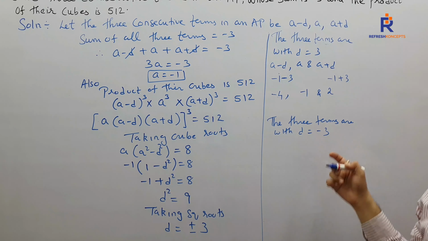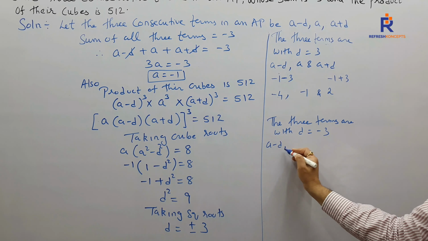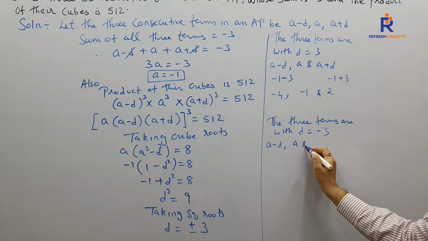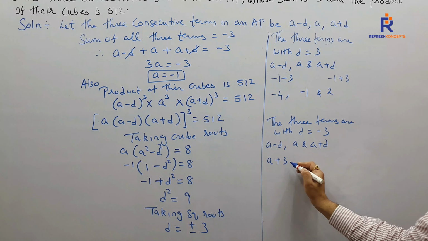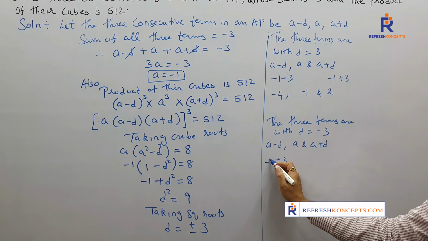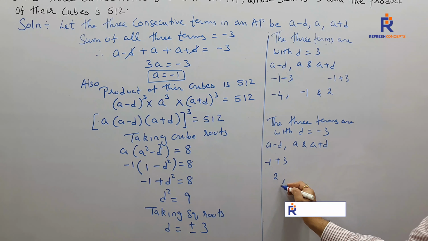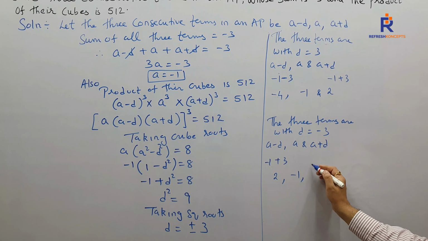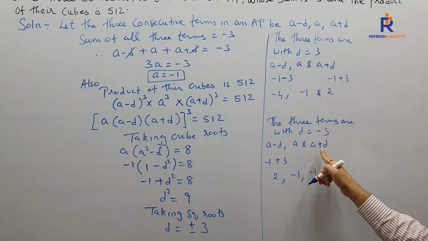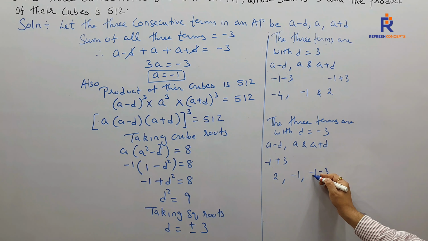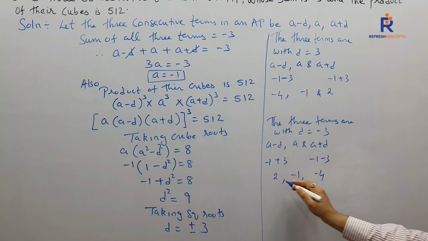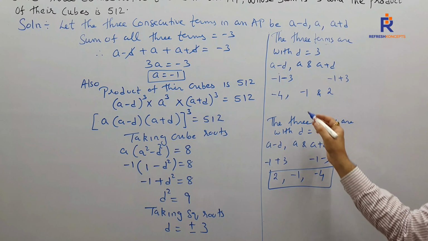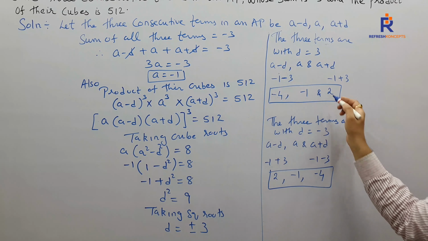What if d is minus 3? The three terms are a minus d, a and a plus d. So a minus of minus 3, plus 3. So I'll say minus 1 plus 3. How much is minus 1 plus 3? 2. My a is minus 1 and a plus d, which is minus 1 minus 3. How much is minus 1 minus 3? Answer will be minus 4. So my three terms are 2, minus 1, minus 4, or you can say minus 4, minus 1, 2.